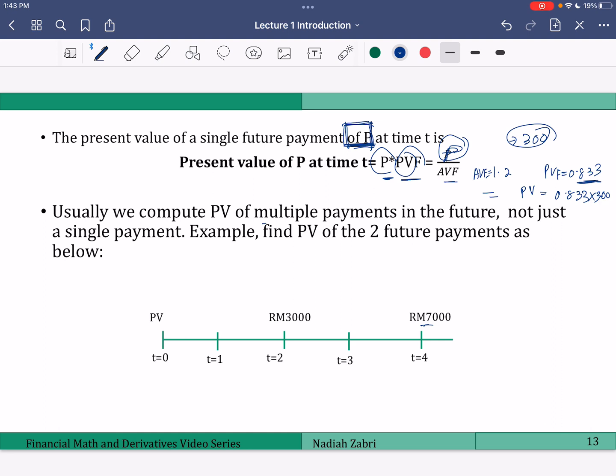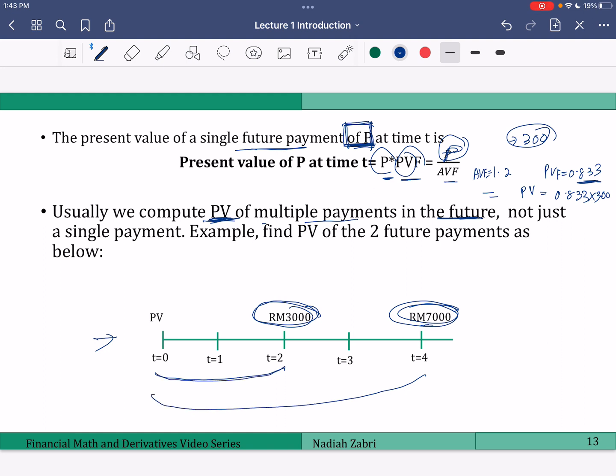And then, same as with the AVF for accumulated value, the present value also, we usually calculate it for multiple future payments, not just for a single future payment. So for example, here we have 2 future payments, so we have 2 cash inflows. What is the present value of these 2 cash flows? It will be the sum of the present value of the first cash flow plus the present value of the second cash flow. The first cash flow is discounted for 2 years. The second cash flow is discounted for 4 years.